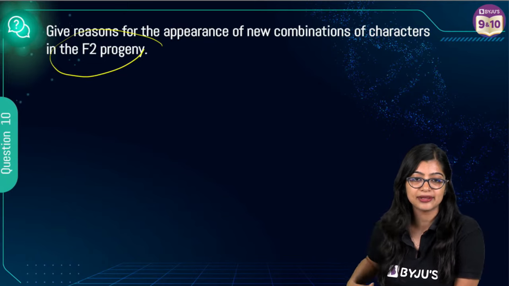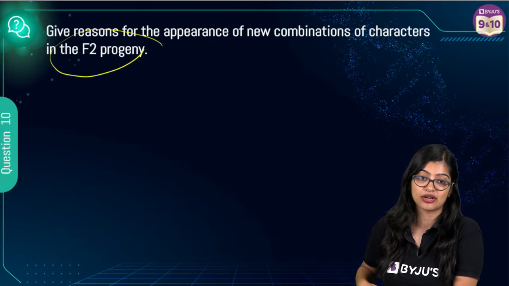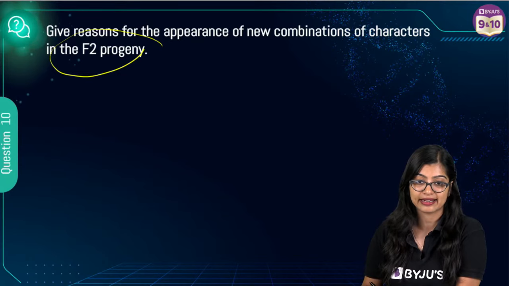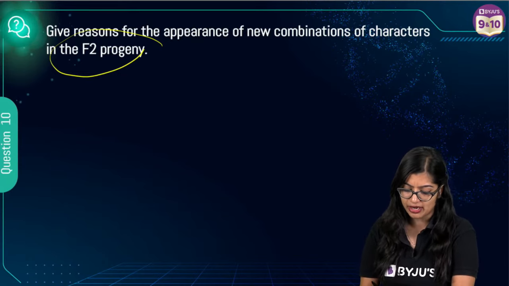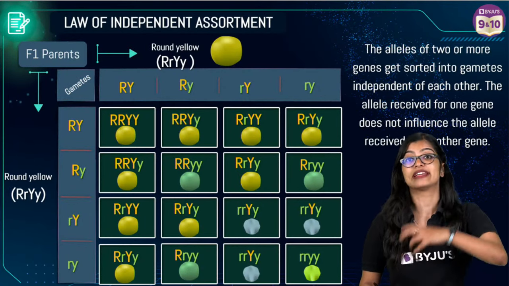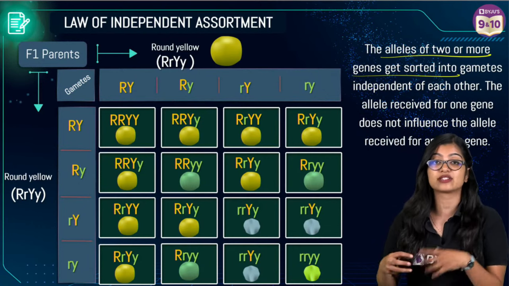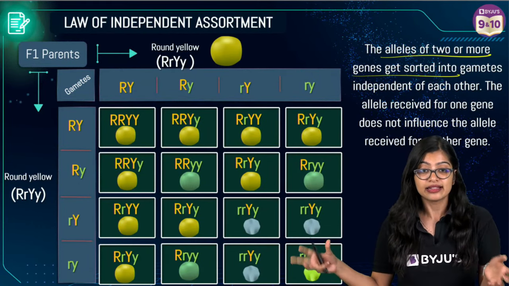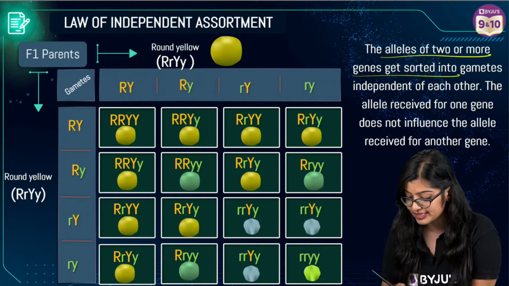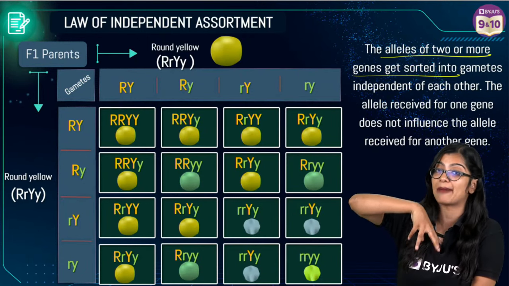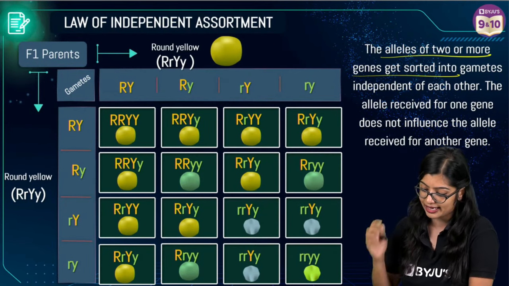Yes, law of segregation and independent assortment. Very good. Exactly. So why are new combinations appearing? Because we know that when gamete formation takes place, alleles of two or more genes get sorted out independently. They are not dependent on anything else. So some gametes receive some kind of genes, while the others receive another kind.